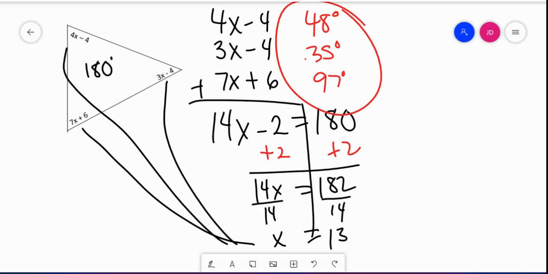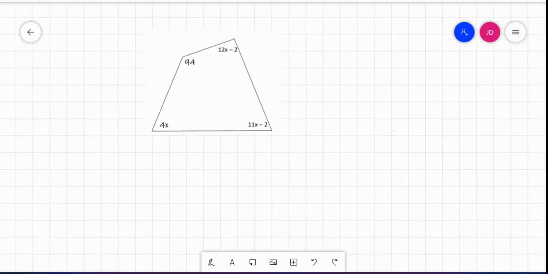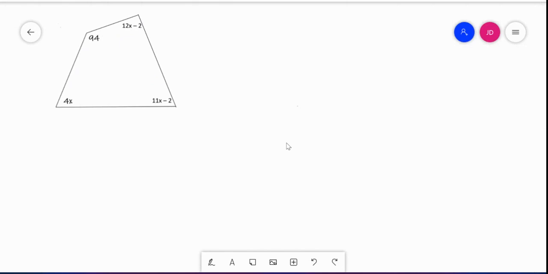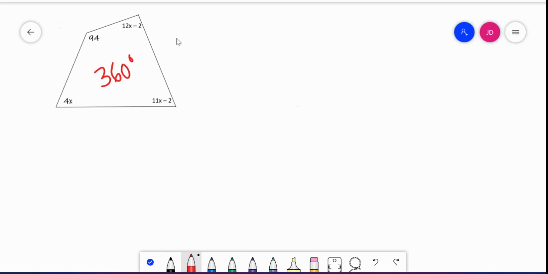Okay. Let's look at one more diagram. This one right here. Oh, look at that. Quadrilateral. So we know all of them add up to 360 degrees. So line them up vertically. I'm going to do 12x minus 2, the 11x minus 2. And I have to be careful with the other two, the 4x and the 94. So the 94 has to go at the end, because I don't have an x next to it.